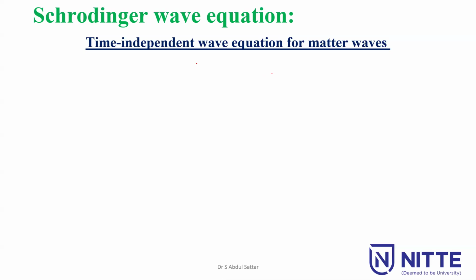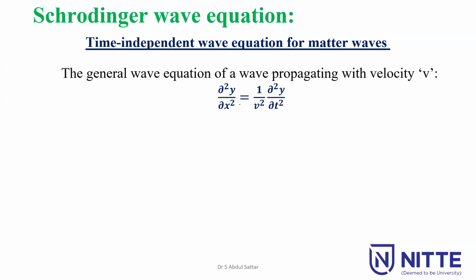The general wave equation of a wave is given by D'Alembert. The D'Alembert general wave equation is given by dou square y by dou x square equal to 1 by v square dou square y by dou t square. Here, v is the velocity of the wave and y is the displacement at any instant. If you solve this equation, we will get a solution for the wave propagating here.